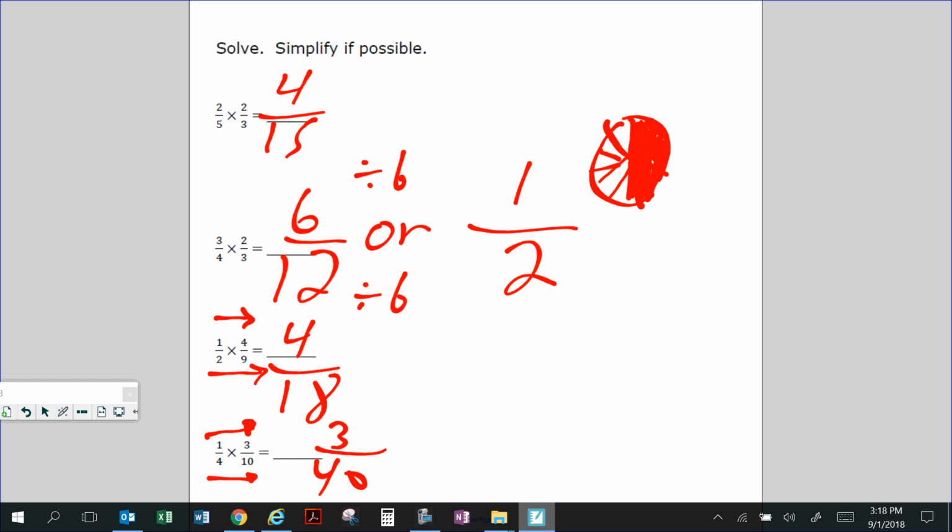And that is how you multiply fractions. You multiply the numerators and you multiply the denominators across.